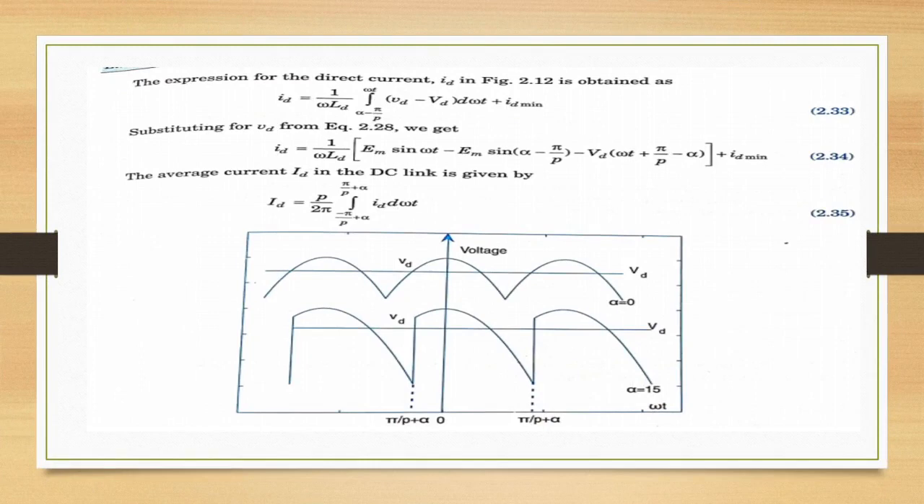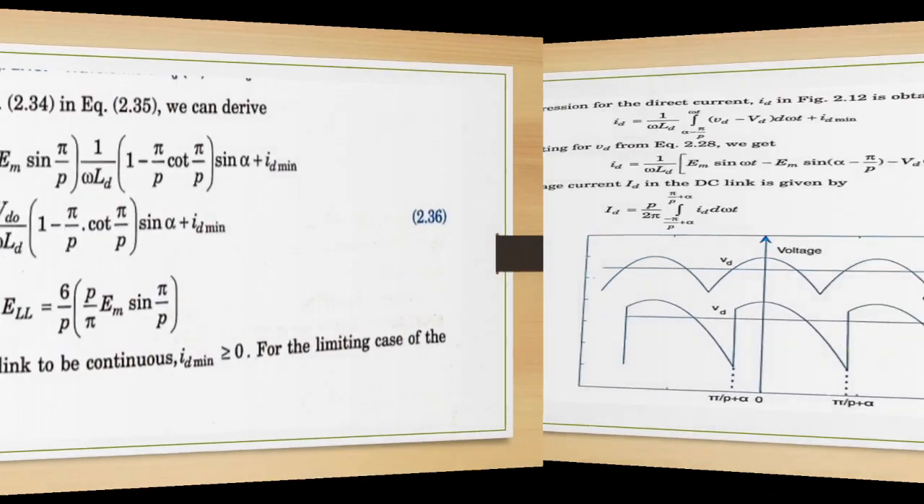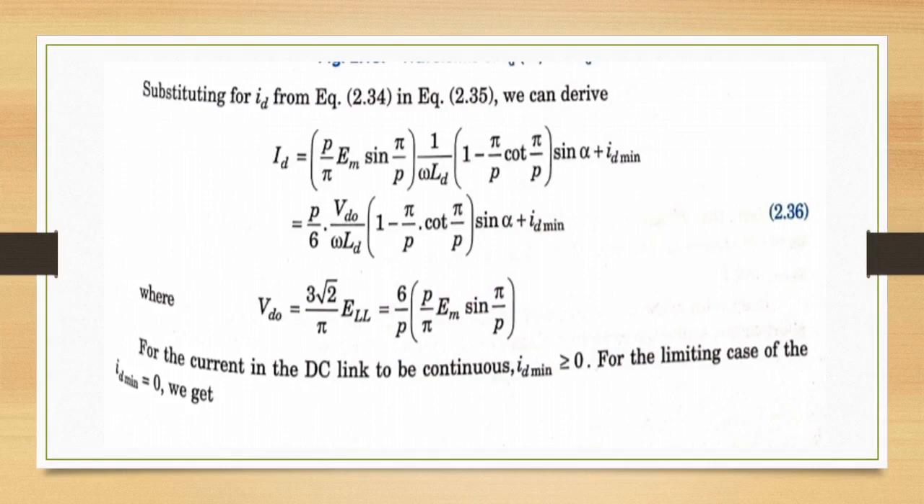The expression for direct current and average current we are getting here. And this is the waveform of VD of omega t and VD. So we are getting the value of ID and VD0. ID is equal to VD0 by omega LD into (1 minus pi by P cot pi by P) sin alpha plus ID minimum, where VD0 is equal to 3 root 2 by pi ELL, equal to P by pi Em sin pi by P.